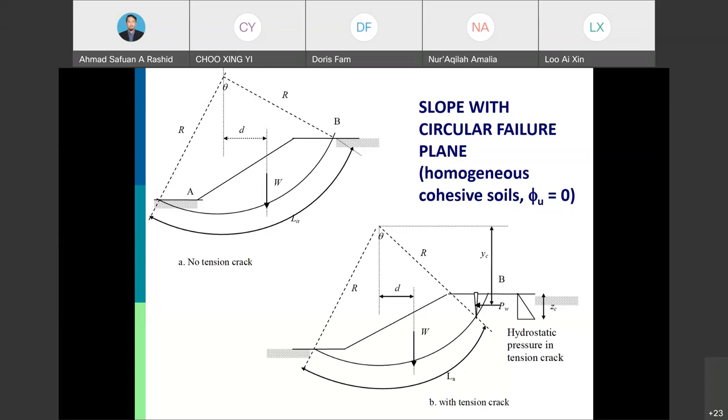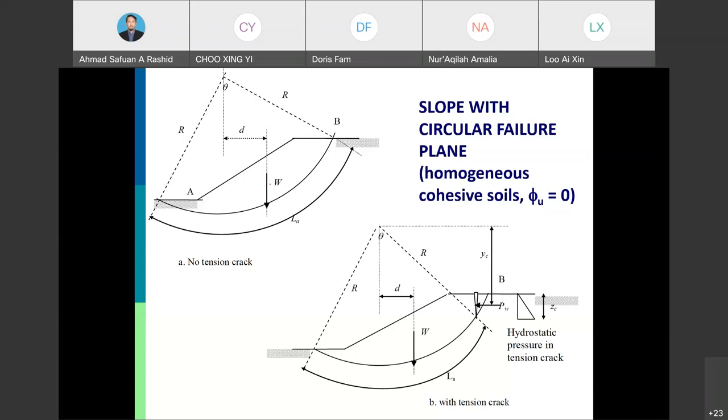We have two conditions here. The first one, we assume it is a perfect slope with no tension crack occurring. As we know, to determine the stability or the factor of safety of the slope, we need to define the resisting value and also the driving value. By using this total stress approach, we may use the concept of moment. We need to identify the resisting moment and the driving moment.